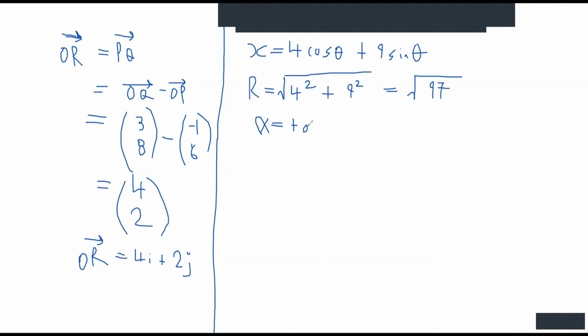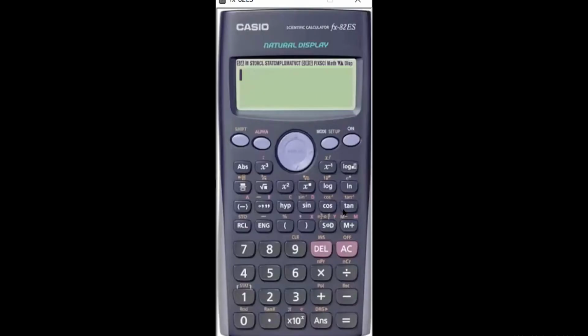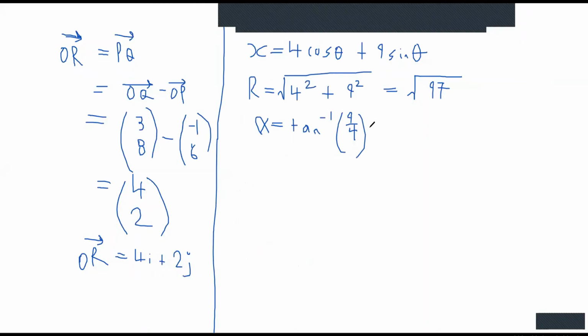So alpha is now tan inverse of 9 over 4. I'll make sure to use my calculator for this. Tan inverse of 9 over 4 is 66 degrees, but they want it in radians, so I need to change the mode to radians and work it out: 1.15. So alpha is equal to 1.15 in radians.